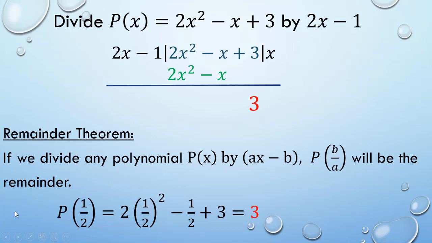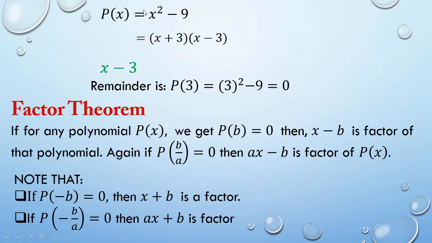We are going to calculate another remainder. Now this time our polynomial is x square minus 9. We are going to divide this polynomial by x minus 3 and see what is our remainder. So according to remainder theorem, ax minus b, a is 1, b is 3. So our remainder will be p of b by a, that means p of 3 by 1, that means p of 3. So p of 3 is 0, that means our remainder is 0. If the remainder is 0, we can divide our polynomial by x minus 3 without any remainder. That means x minus 3 is one of its factor. Alright, if we factorize this, we can see that x minus 3 is one of its factor.